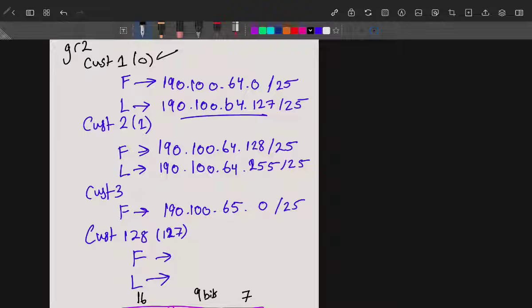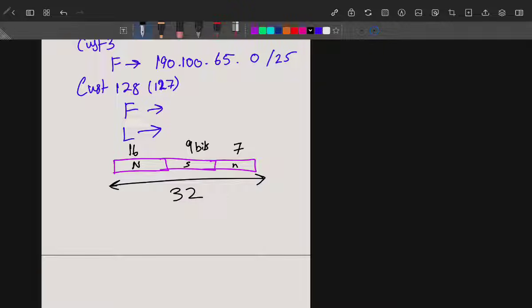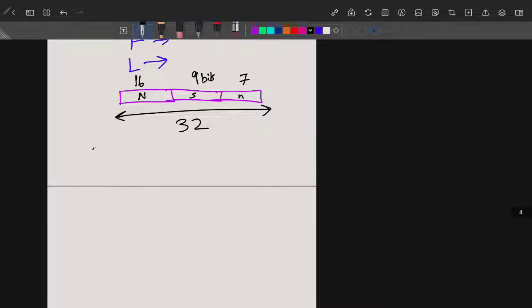Your starting point will be subnet 0, first address. This will be your golden address where you would be starting. So we need 9 bits. For customer 1, who is actually customer 0, the first address is 190.100.64.0/25.